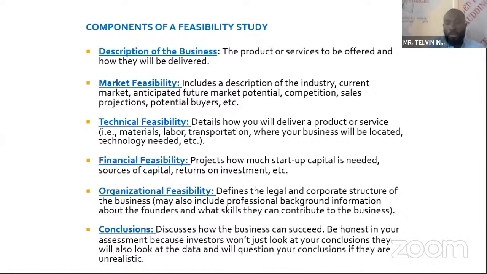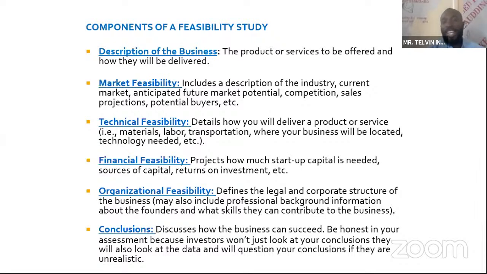Then sales projection. How many are you buying and how many do you think you can sell in a day, in a month, weeks, and then, of course, annual. Then potential buyers. For instance, I'm using sachet water as an example. In Nigeria, potential buyers of sachet water constitute about 90% of the populace. Everybody knows where you can get pure water from around. So your potential buyers, you can begin to list them, and that is to be contained in your market feasibility.